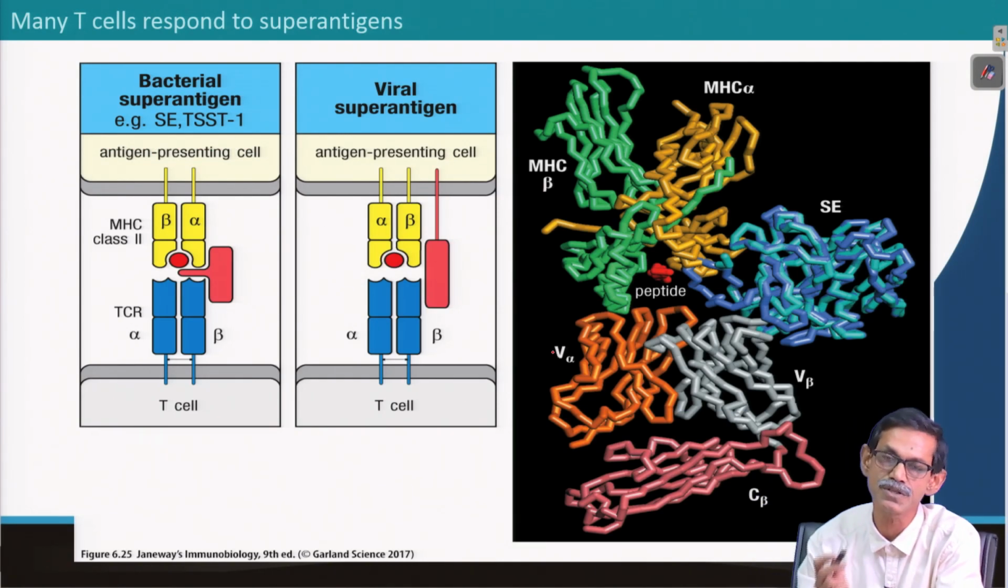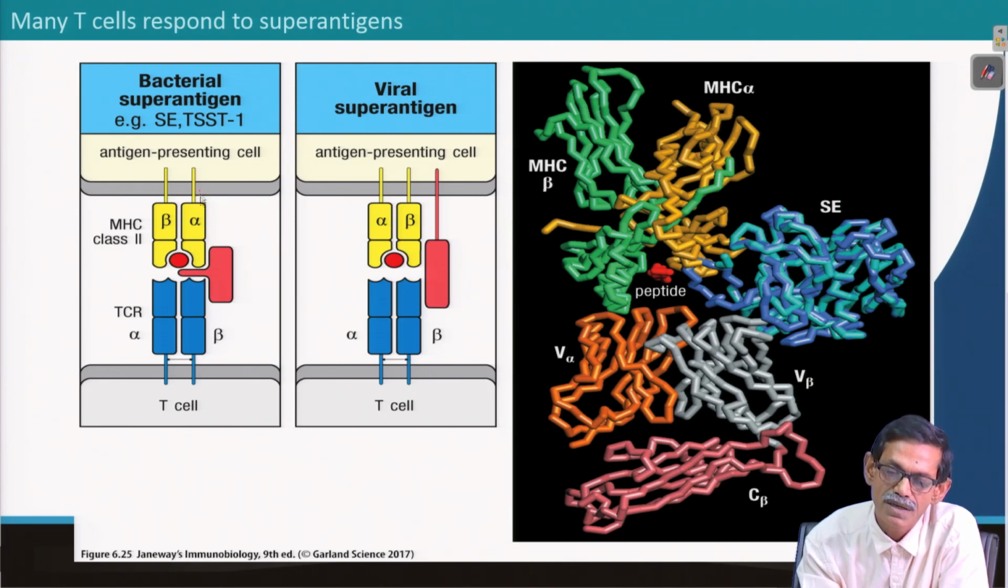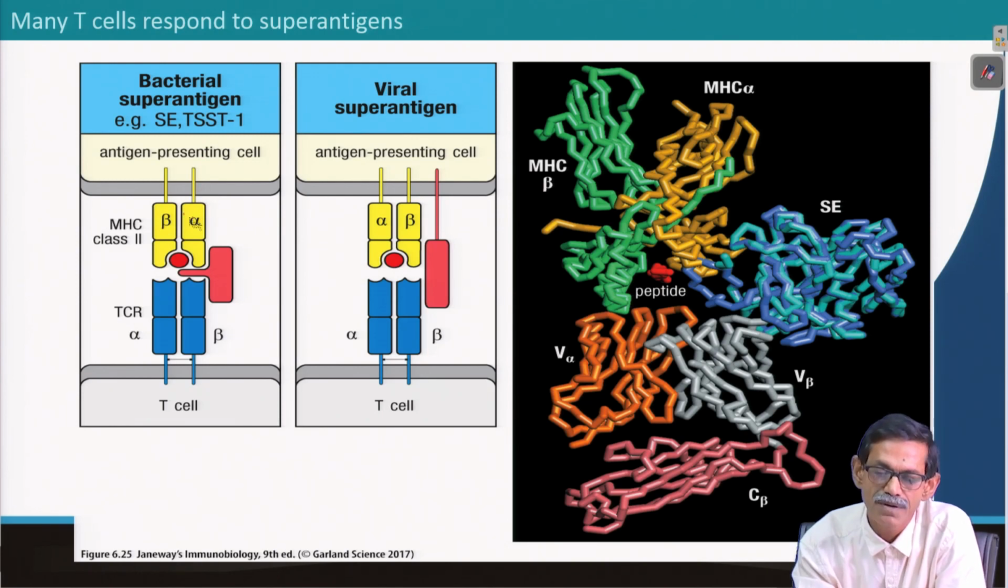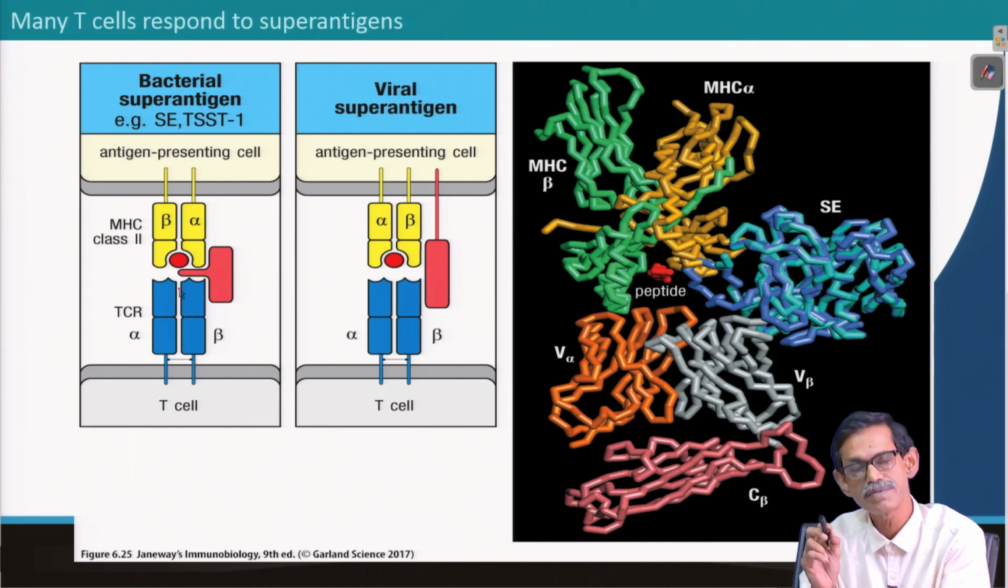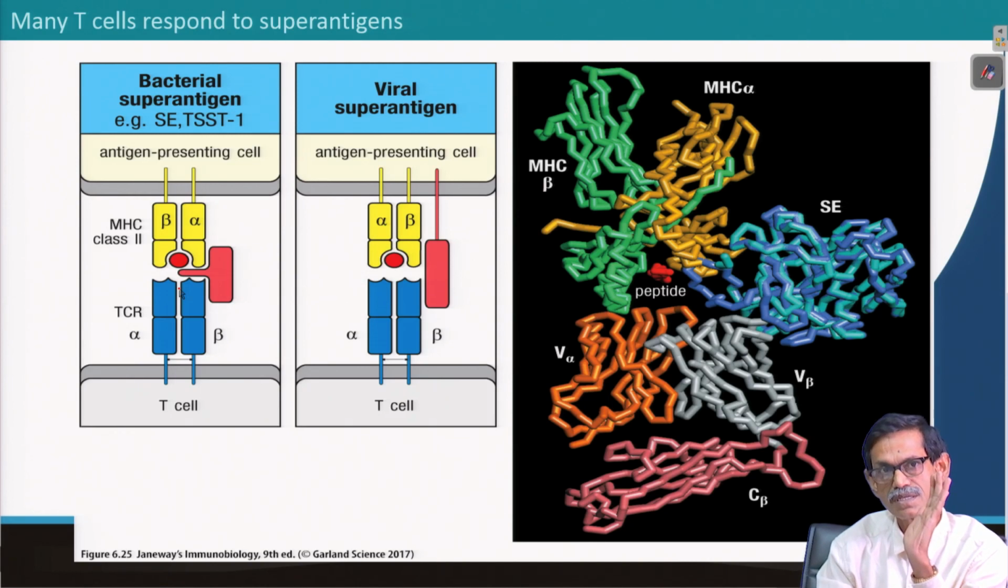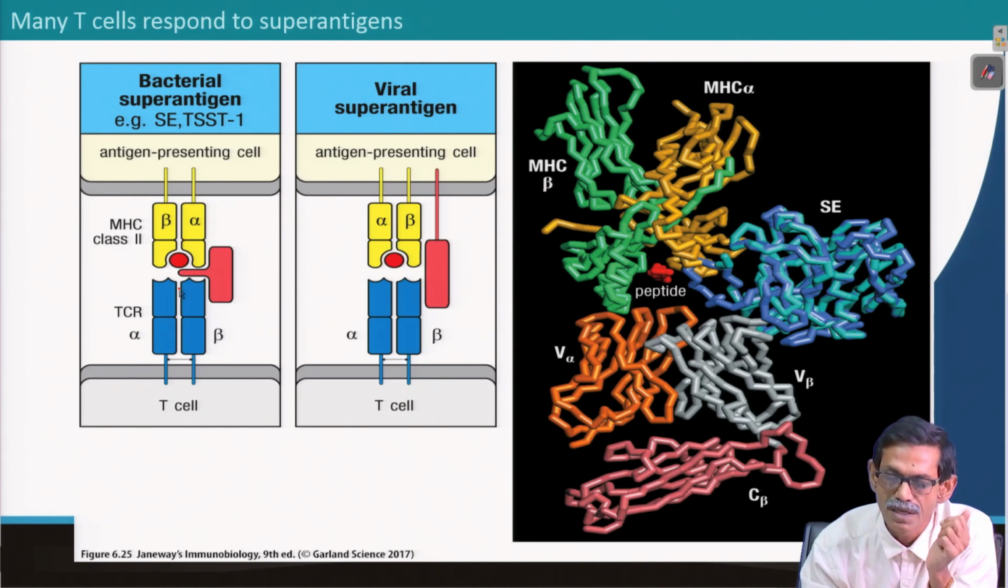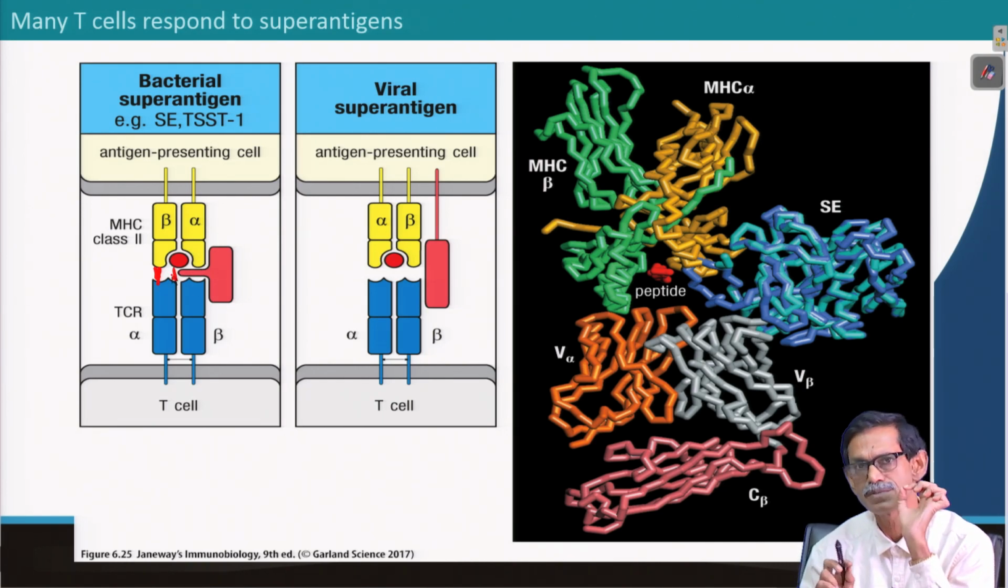If you see this picture, normally what happens is that this MHC2 has alpha and beta chains, and the alpha and beta domains present one antigen. So this is the normal picture. The T cell receptor can recognize it. If you remember the MHC restriction, the T cell receptor will recognize this part and also this part through the antigen. This can happen, and this is very specific.